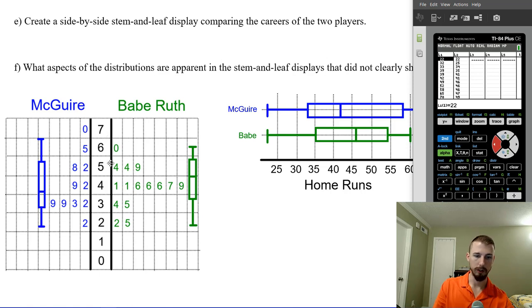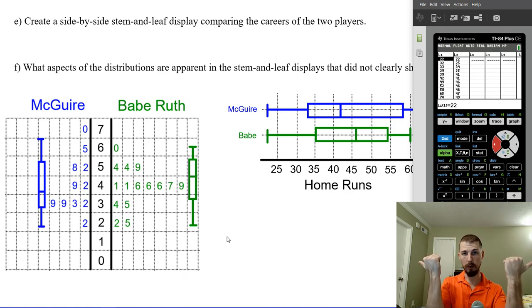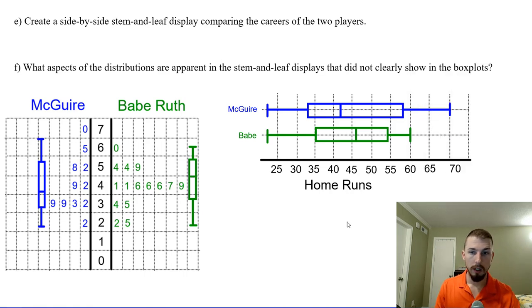So make sure you know how to read a stem and leaf plot. This is called a back-to-back stem and leaf plot because obviously our stem is in the middle, and then we have leaves going in both directions, and they're back-to-back. So it's kind of cool. It makes it easy to compare. Anyway, so yeah, we'll answer the question here.